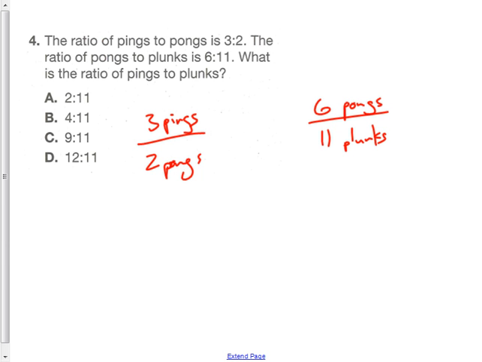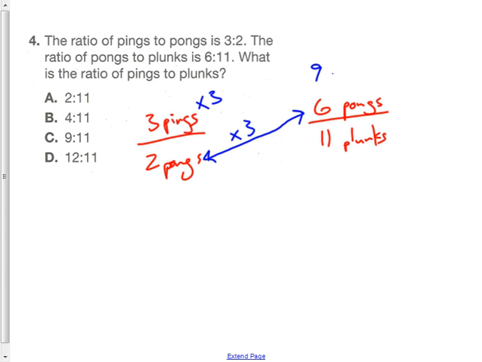Okay, now what I need to do is figure out what is the ratio of pings to plunks. Well, I have pings here and I have plunks there, but I need to do some comparison. So to go from pongs to pongs, which is the only thing that I have in common between these, I noticed that to get from 2 to 6, I'm going to have to multiply by 3. And that is how I compare the pongs to plunks. Okay, so if the pongs need to be multiplied by 3 to get over here, I would also have to multiply the pings by 3.